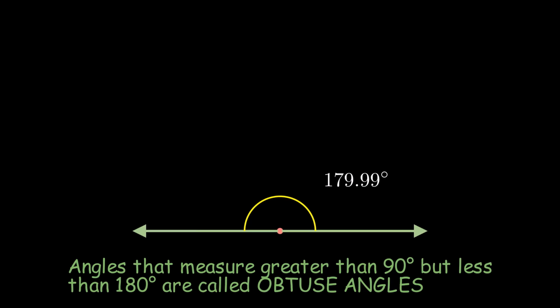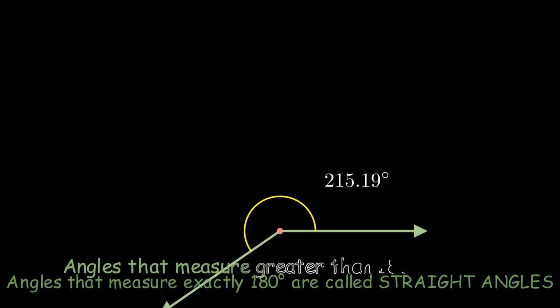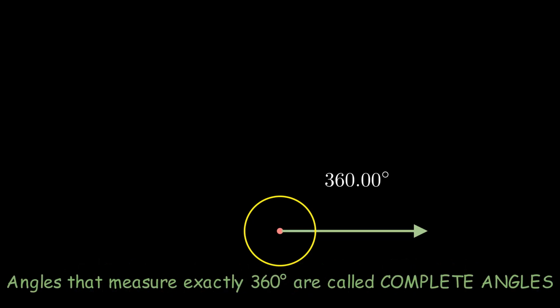Now let's look at the names of other angles. Angles that measure exactly 180 degrees are called straight angles. Angles that measure greater than 180 degrees but less than 360 degrees are called reflex angles. And finally, angles that measure exactly 360 degrees are called complete angles. So that's it. That's all the names you need to know for angles.